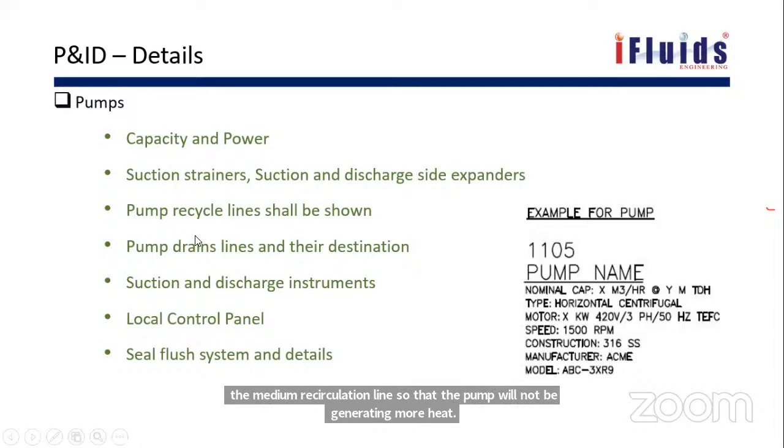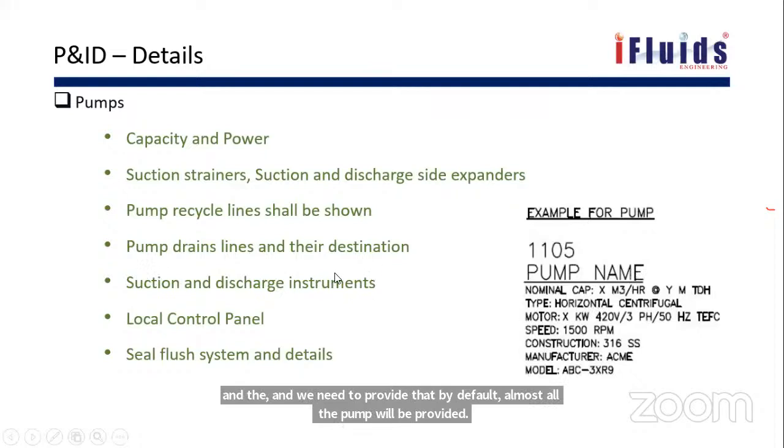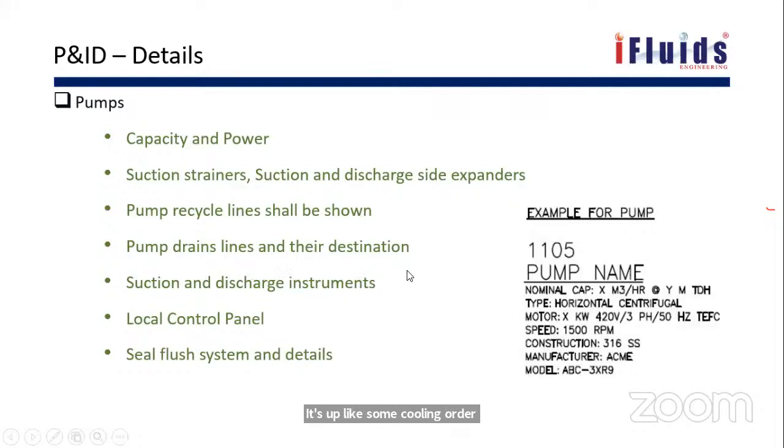And this minimum circulation flow, whether required or not, will be requested by the pump vendor. If the pump vendor suggests it, then we need to provide that. By default, almost all the pumps will be provided with it, except some cooling water pumps and the like. And then the pump drain lines and their destinations. The pump will be going for maintenance, like the compressor, so the respective vent and drain lines will be shown for the pump, and then the compressor drains.